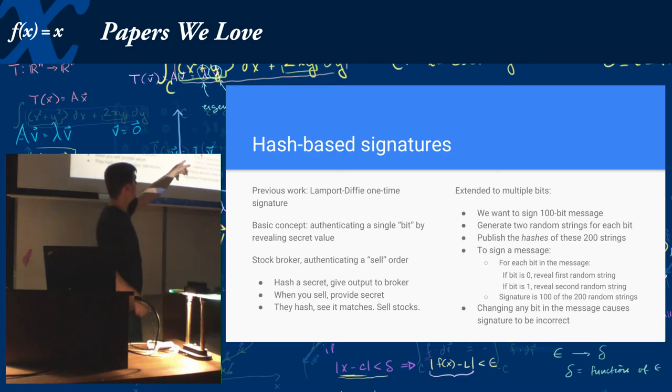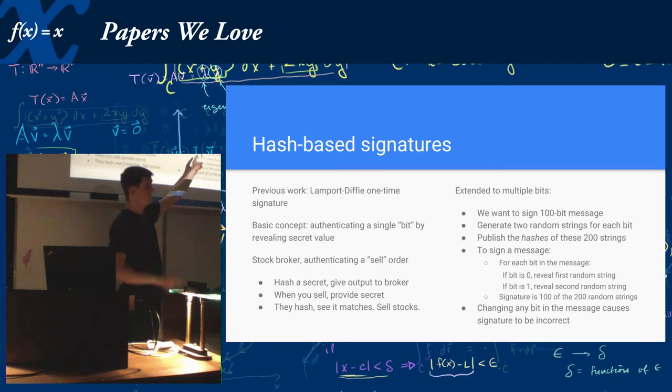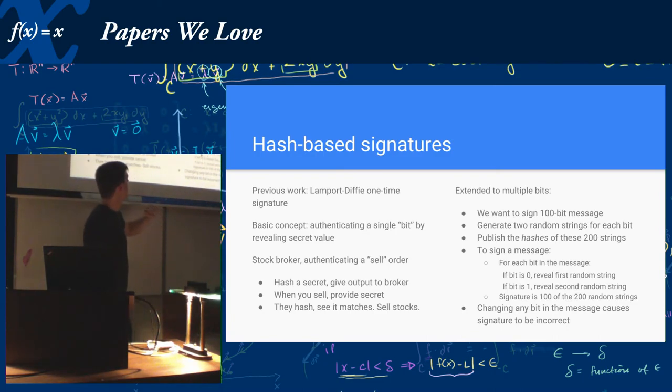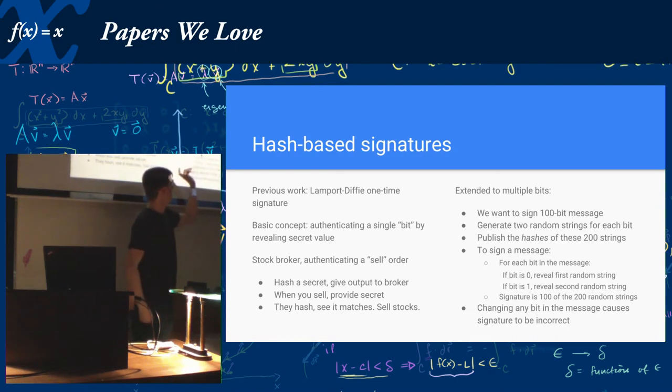So extending it to multiple bits, the way that they do this, and they build it up again from smaller concepts, is that if you want to sign a 100-bit message, which we can get by using a hash to take a big message to a small 100-bit message, you generate random strings, two of them for each bit. You keep those secret. So you'll have 200 strings, two for each of the 100 bits. You hash each of those strings separately and you publish them.